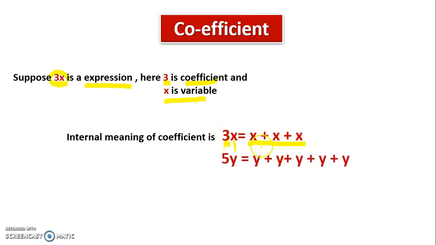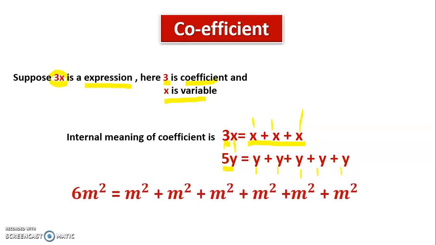That is x plus x plus x. How many x are there? 1, 2, 3. 3x are there. So the result is 3 into x. The internal meaning of 5y is y added 5 times. Look here, 1, 2, 3, 4 and 5. And next one, 6m square is m square added 6 times. Look here, m square 1, 2, 3, 4, 5, 6.